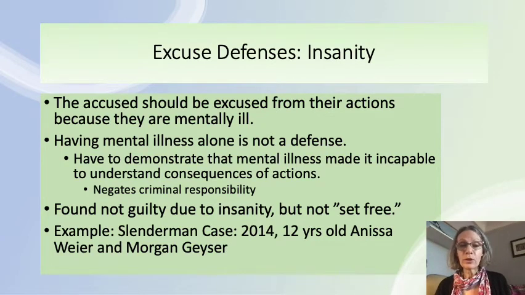A good example of excuse defenses is the famous case from the city of Waukesha, the Slender Man case that took place in 2014, and I wouldn't be surprised if many of you are familiar with this case. This is a case of two 12-year-olds, Anissa Weier and Morgan Geyser, and they were totally into this horror character called Slender Man, and they were convinced that they needed to kill their friend from school in order to satisfy the demands of Slender Man. If they didn't kill her, then Slender Man would come and kill their family or something like that.